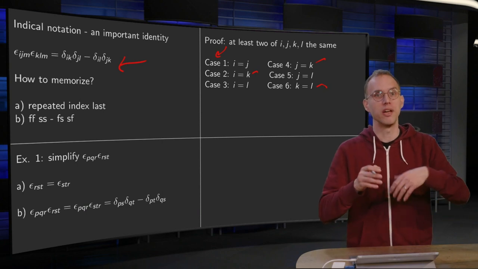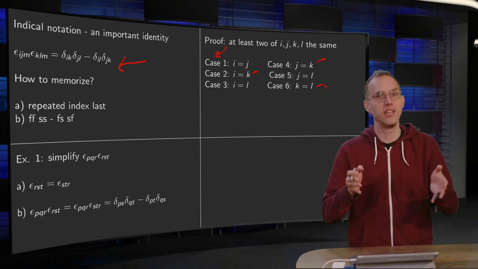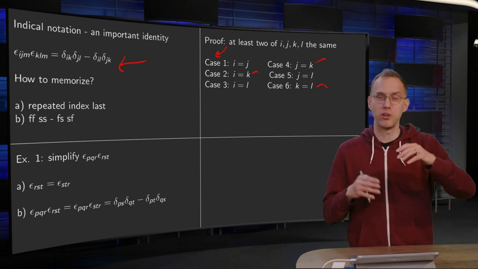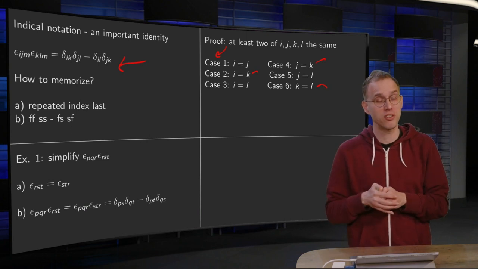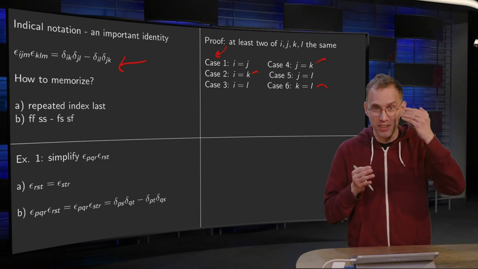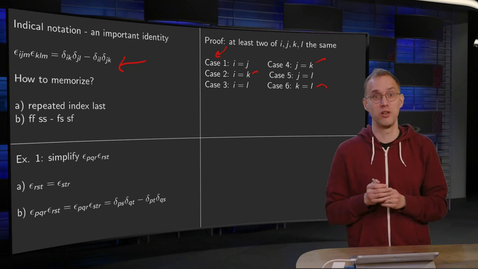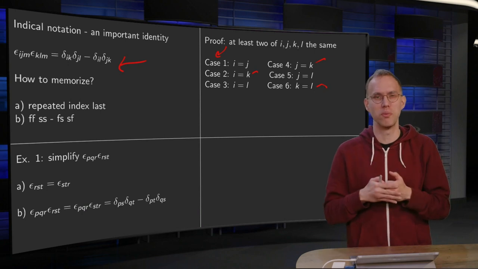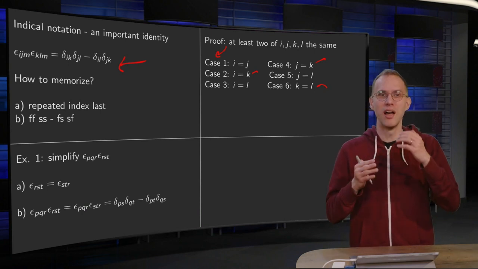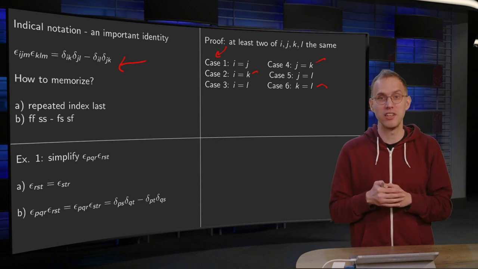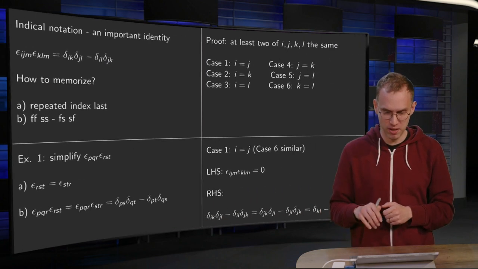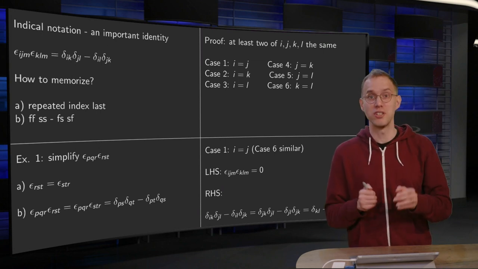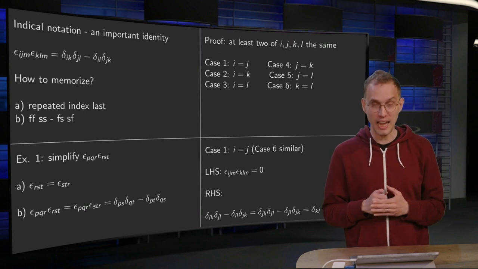And of course, if all indices are the same, then they fall into all six categories. So you have some overlap between those six categories, but if you prove this for each of those six categories, you're done. So at first it seems you're doing a bit more because there is some overlap between the categories. However, every category by itself can now be done very fast, as you see. For example, case 1, i equals j, and case 6 is similar, so I'm not going to do that. I'm leaving that for you as an exercise.